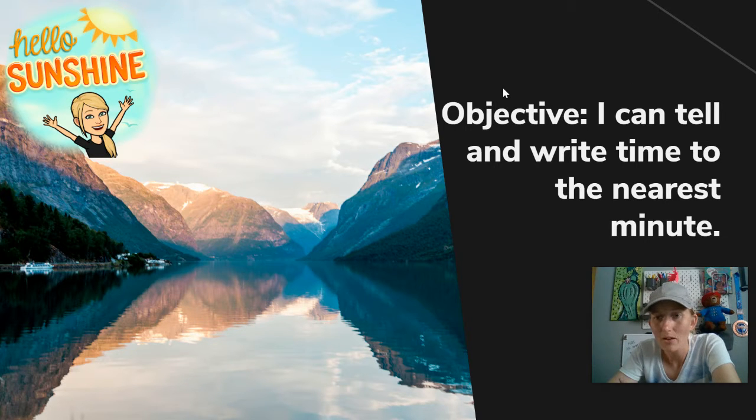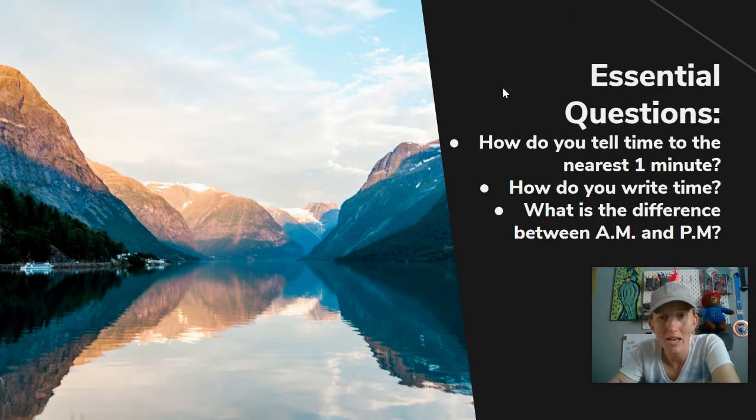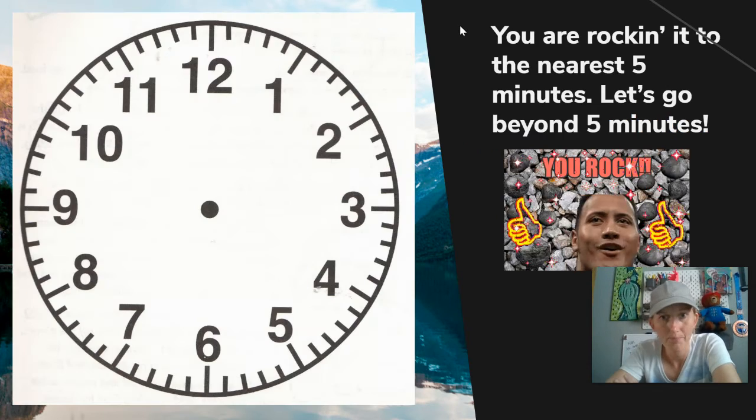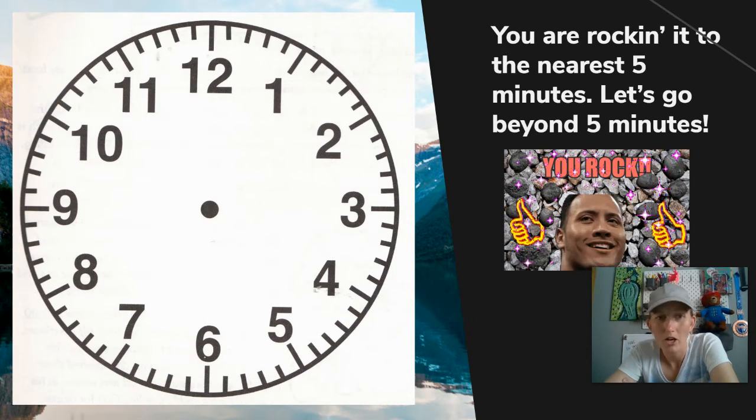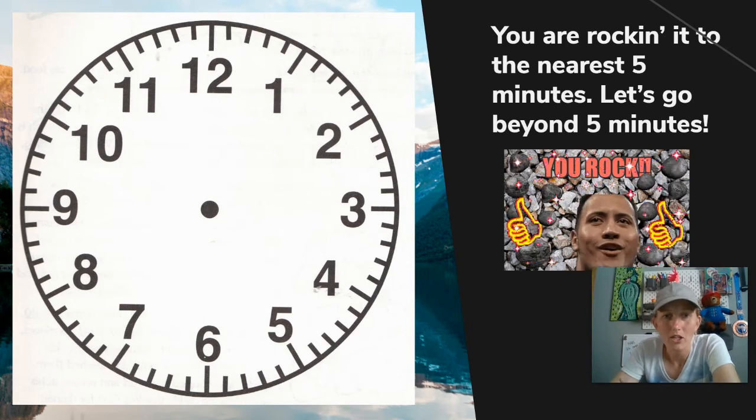I can tell and write time to the nearest minute. Here's our EQs. How do you tell time to the nearest minute? How do you write time, and what's the difference between AM and PM? So you're rocking it to the 5 minute mark, but we want to go beyond the 5 minute mark. We want to keep going and going to the minute.